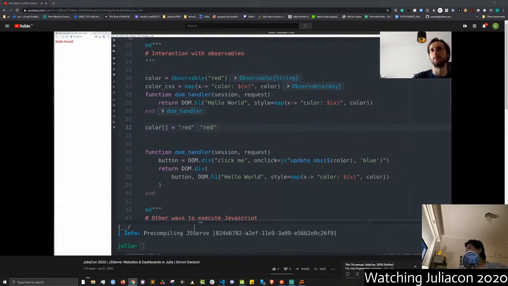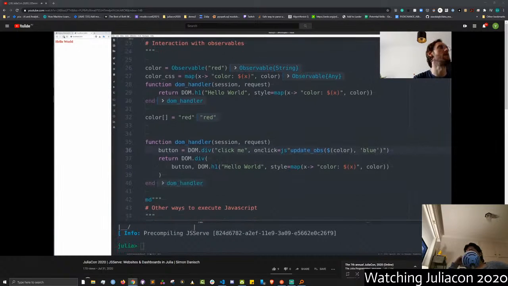One can also update observables from the JavaScript side. So we have this little string macro here to encapsulate JavaScript code, and we even get nice syntax highlighting from the Atom IDE. And how the updating works is that we can splice in any Julia observable in this expression here, and then we can call the JavaScript function update observable and set it to a new value. So if I run this here, I will have this button here and can change the color by clicking this button.